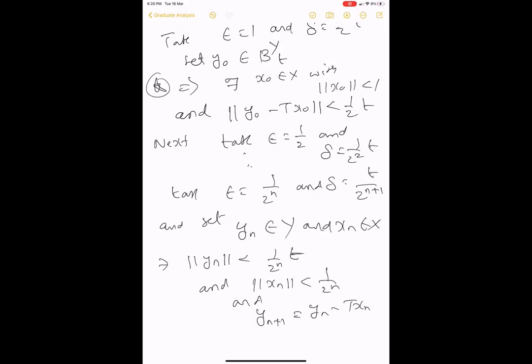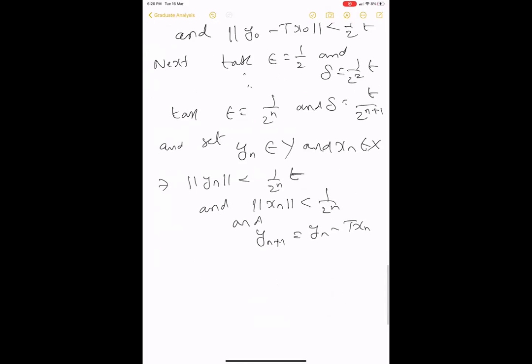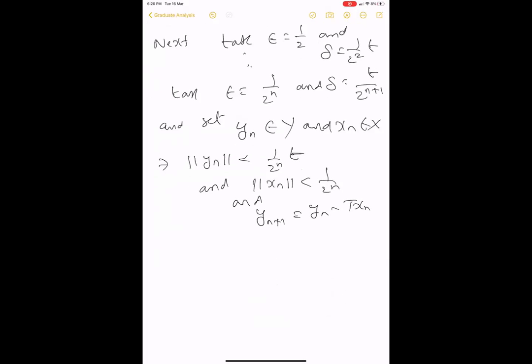And I apply for the corresponding y1. See, initially y0 had norm 1. Then y1 has norm less than half. Y2 has 1 by 2 square. So I can apply the condition star for y1, y2, go on inductively, I apply like this, I get a sequence like this. But then summation norm xn is convergent, is less than infinity.